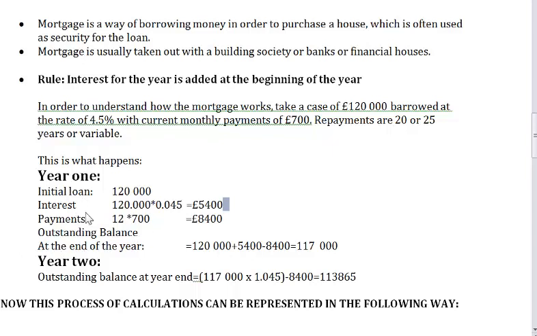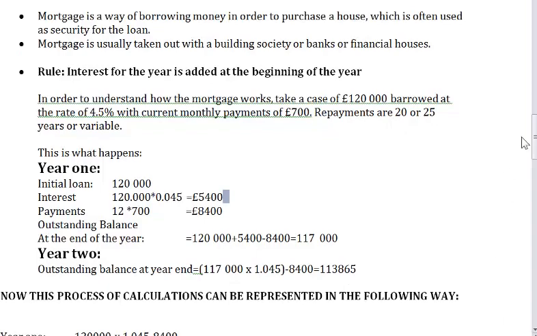I just made it, to show you each line. Loan 120,000, interest 5,400, payments 8,400. Outstanding balance this. This is only the first year. Second year, you do the same things. Outstanding balance exactly £113,000.